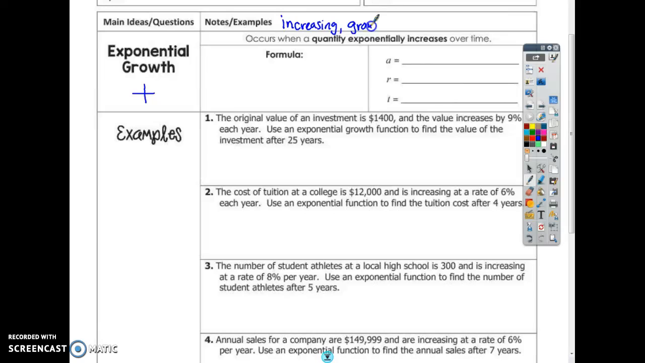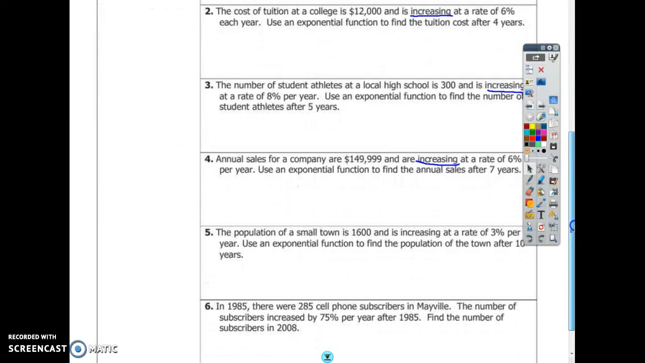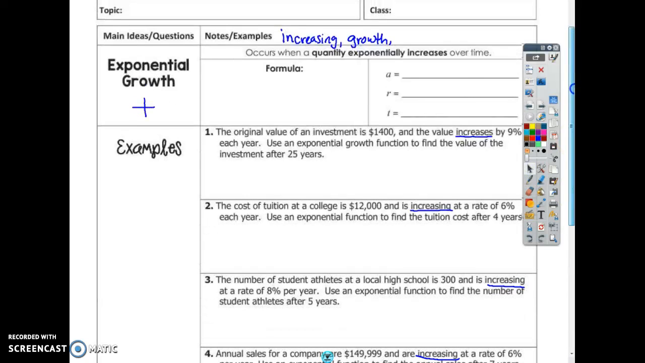growth, increasing, increasing, increasing, increasing. If it says anything about, what is it called? All of these say increasing. Okay, so we know that they're going to be growth.